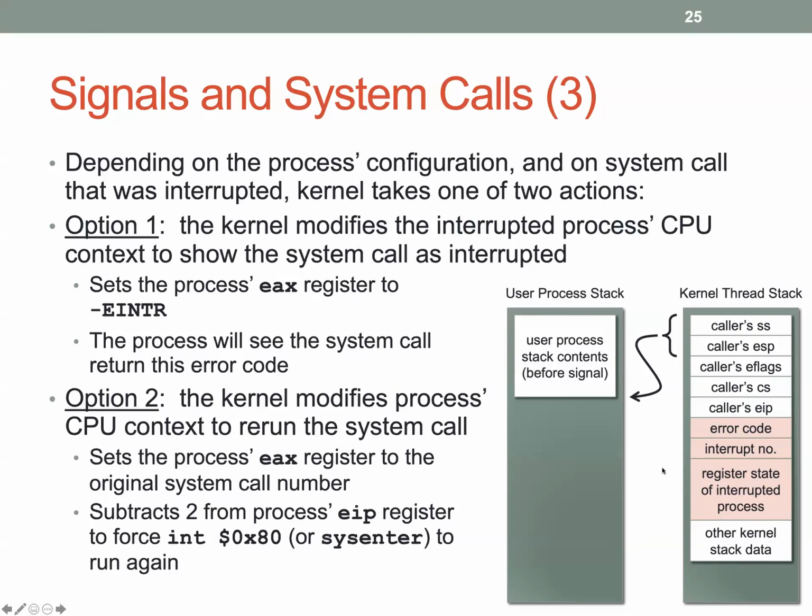The second option is way more clever, and it involves actually backing up the instruction pointer, because it turns out that the trap instructions are always a specific size, at least on x86. And so, a software trap instruction is going to be 2 bytes. Sysenter is going to be 2 bytes. So all the kernel has to do to get the process to retry the operation is back up the instruction pointer 2 bytes. That'll rerun the instruction, and it'll end up back inside the kernel. So it's a really clever mechanism for making sure that the system call is retried.